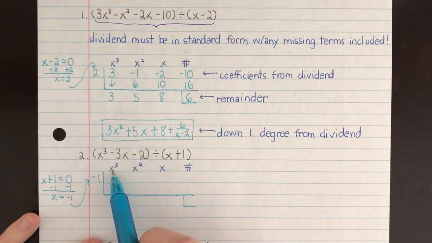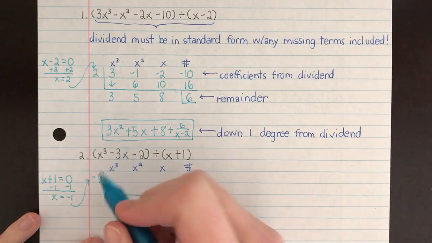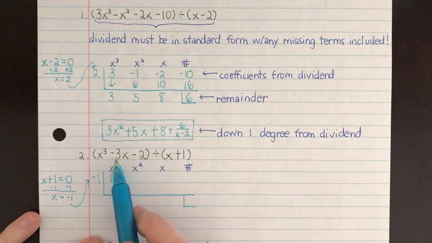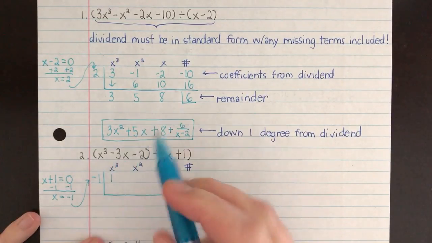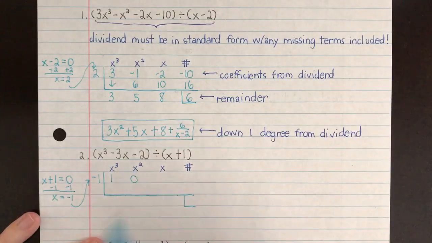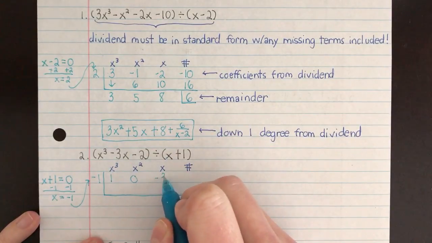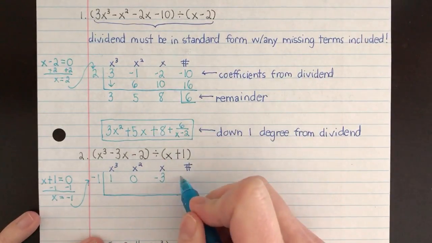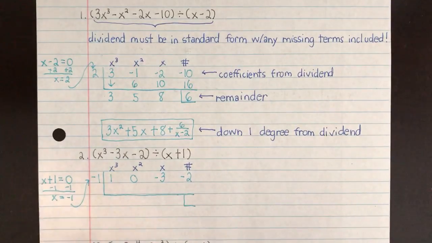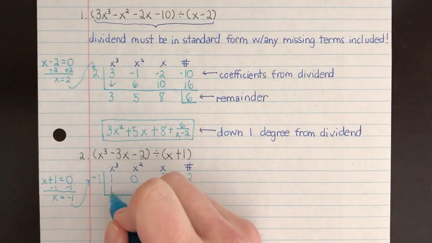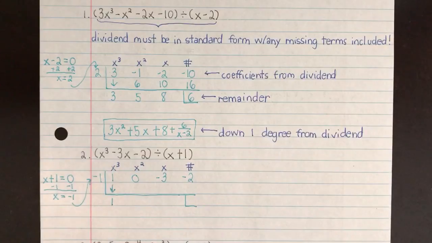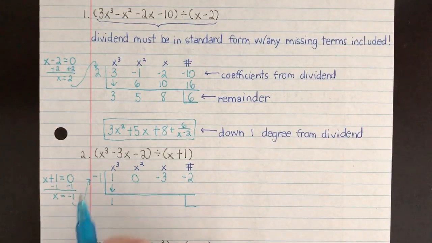And then our coefficients, remember it started at x to the third, that would be 1. There is no x squared term, so here we need to put 0. The x term, the coefficient is -3, and the number is -2. So like I said before, always drag down the first. So drag that down and then start your process, multiply, add.